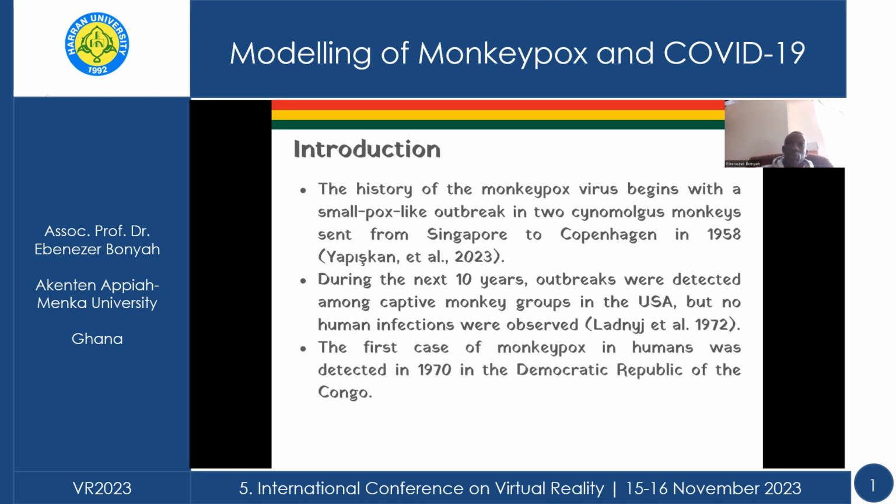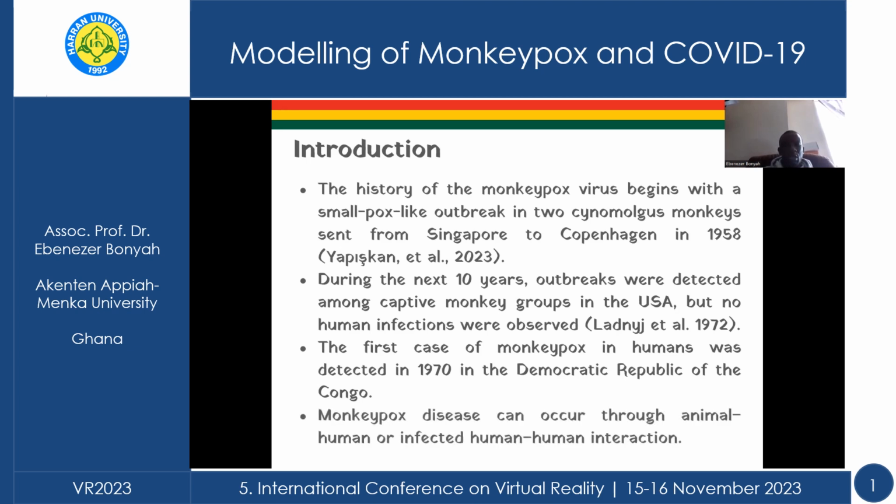But I want to share with you that the first case of monkeypox in humans was detected in 1970 in the Democratic Republic of Congo, which is in Africa. I want to also let you note that the Democratic Republic of Congo has the River Congo, which is one of the biggest rivers in the world. And it's also interesting to know that that is where Ebola in Africa also started from. So maybe ecologically, there's something there that researchers need to look at.